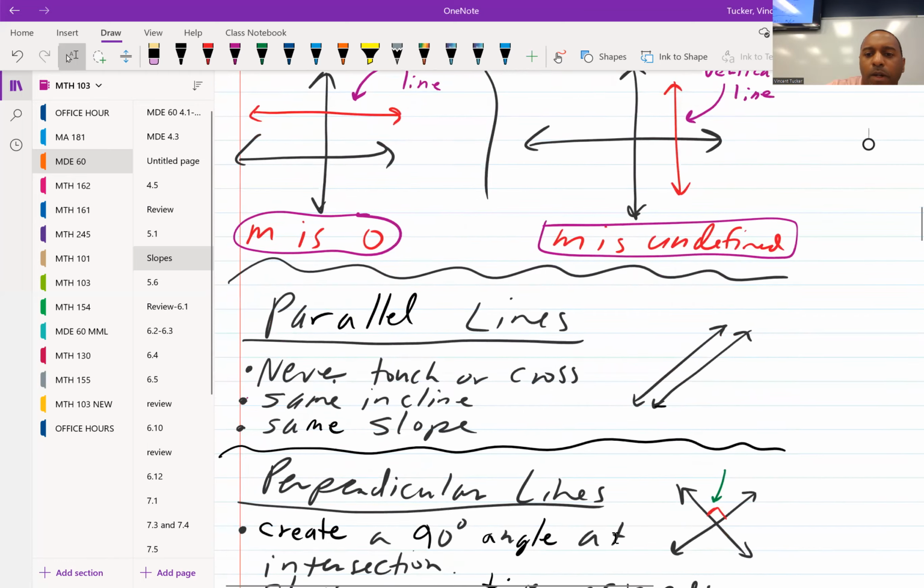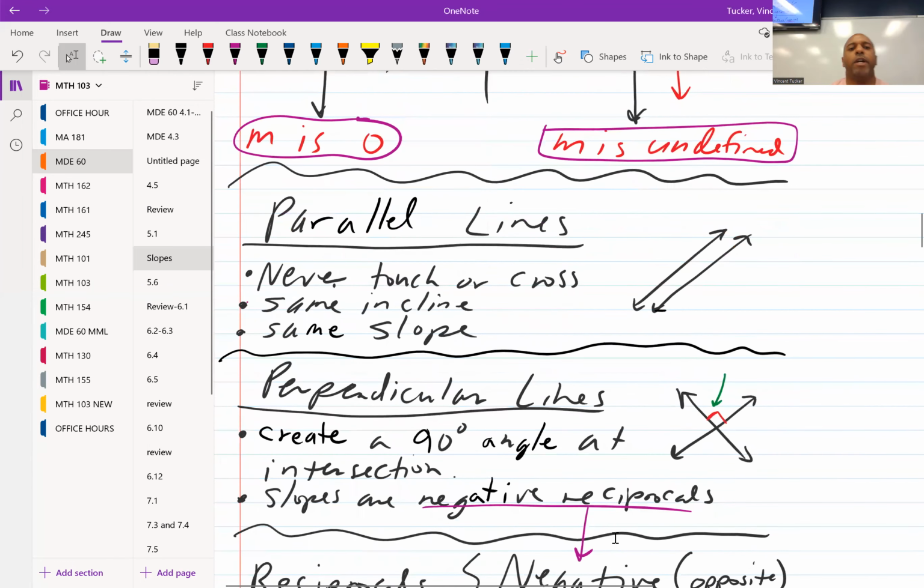All right, so they just talk about the difference between the two. So parallel lines. If we have two lines that are parallel, we know that they never touch or cross. That means they have to have the same incline, which means they have to have the same slope. So that's the key thing here, that parallel lines will always have the same slope. Perpendicular lines, when they intersect, they create a 90-degree angle. And these slopes are going to be negative reciprocals of each other. So I'm going to show you what that means in a second.